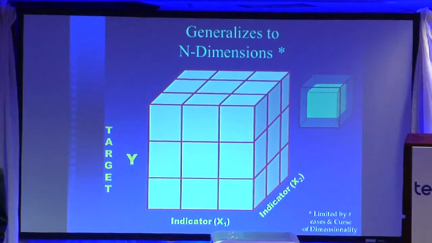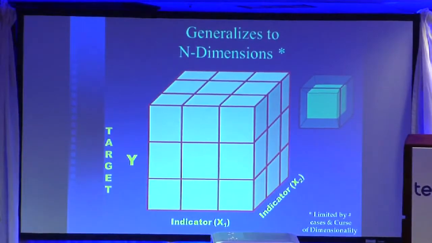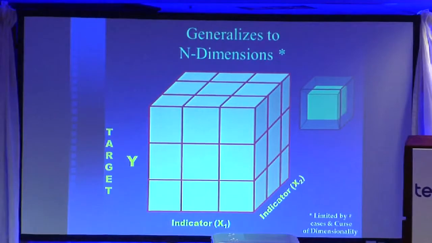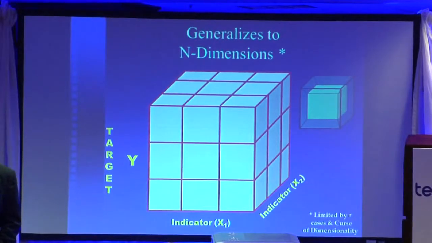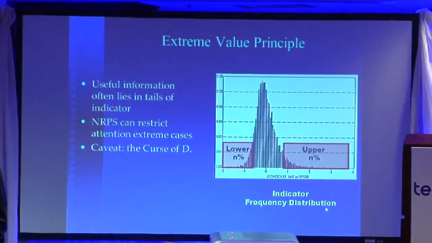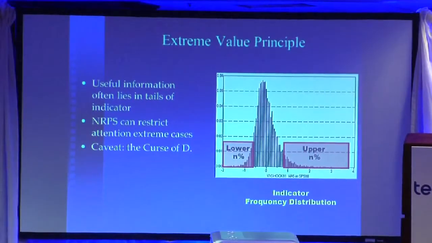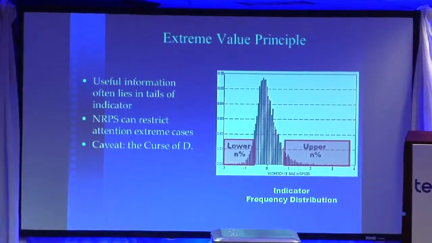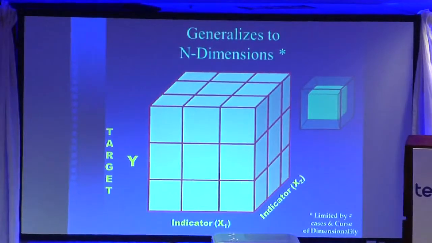The nice thing about this method is it generalizes nicely to multiple dimensions. That's supposed to be a 4-dimensional cube up in the corner. But the problem is the curse of dimensionality comes back to bite us again, because as you go up in dimensions, the number of cells goes up exponentially, and the cell counts go down to the point where there's nothing in any of the cells, or in many of the cells.